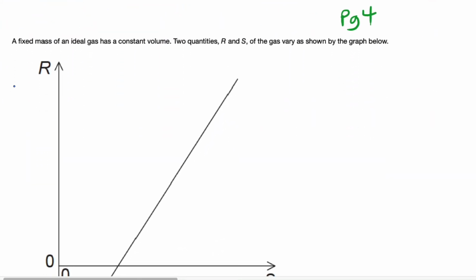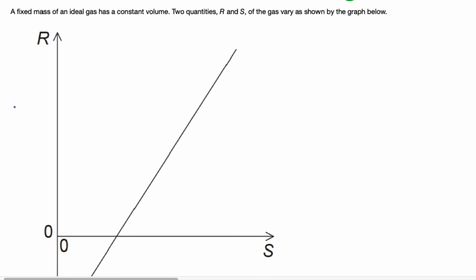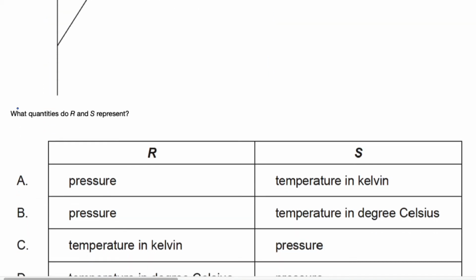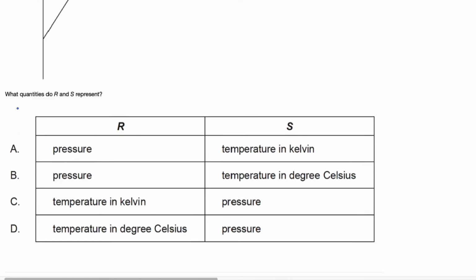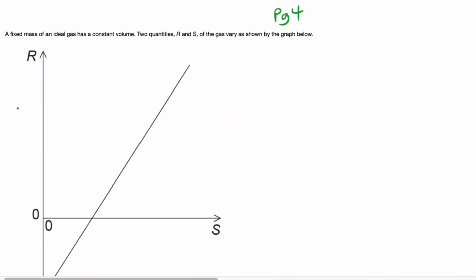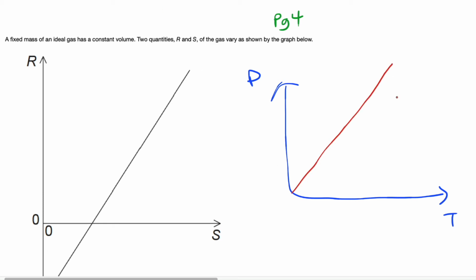A fixed mass of an ideal gas has a constant volume. Two quantities R and S of the gas are shown by the graph below. Which quantity do R and S represent? So pressure, temperature. So clearly it's talking about the graph of temperature versus pressure. So let me draw a graph. So here is pressure, here's temperature. So if the temperature is in Kelvin, it's going to be something like this.